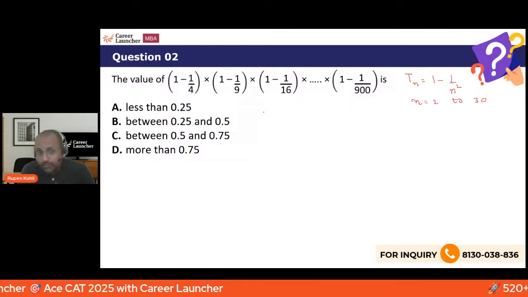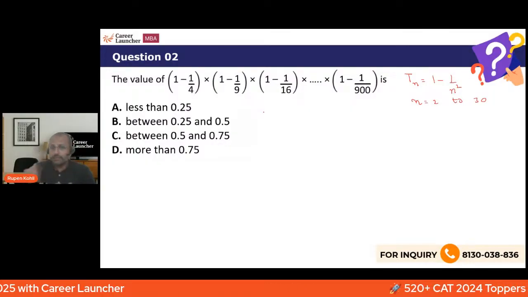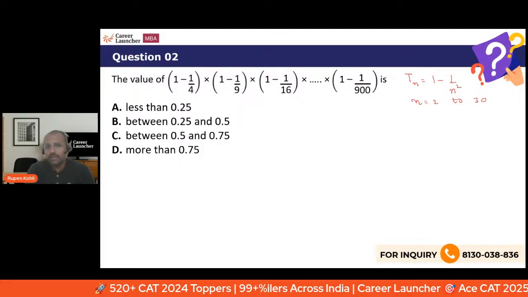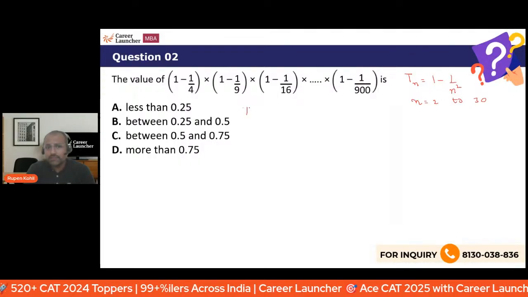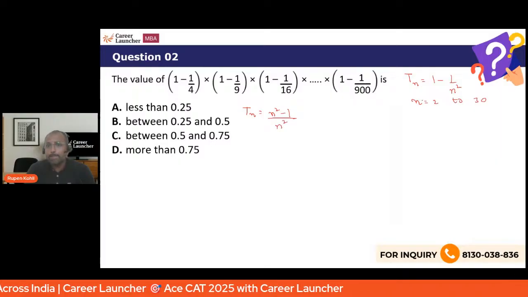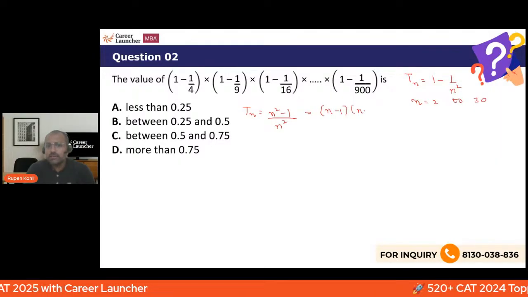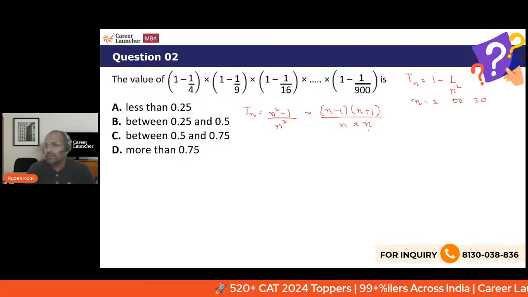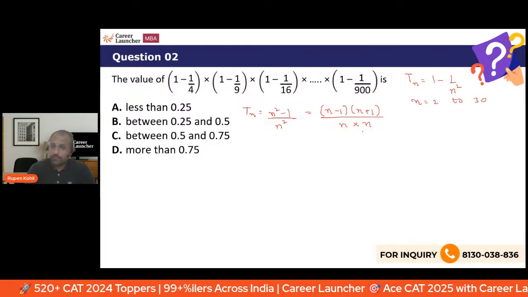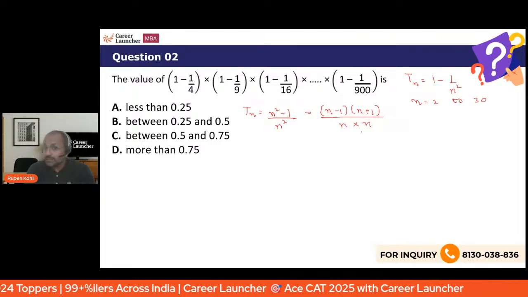Now this is what we should have done. Instead of just calculating the first few terms, which has a chance of error, this is how we should do this. So the nth term, let's simplify that. The nth term, can I say, is n square minus 1 over n square. We can factorize this as n minus 1 times n plus 1 over n square. N square is nothing but n into n. I deliberately want to write each term in this form, and then let's see what happens.